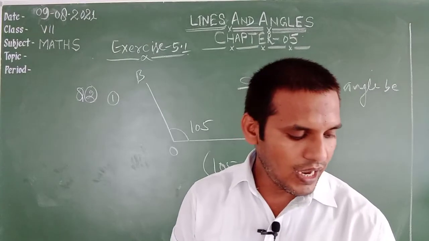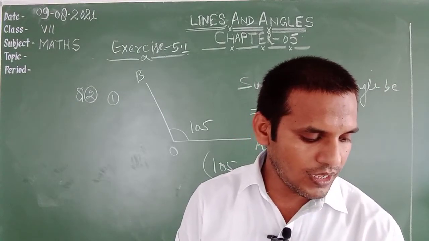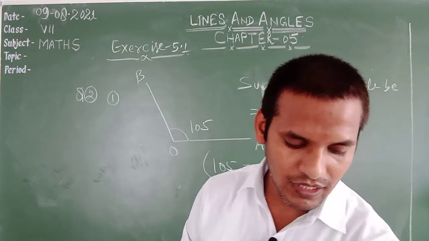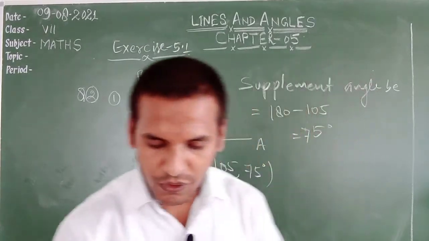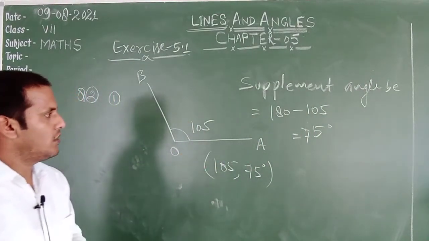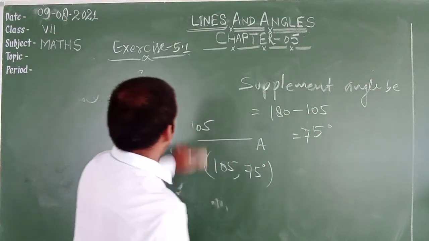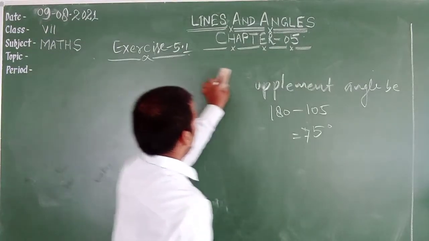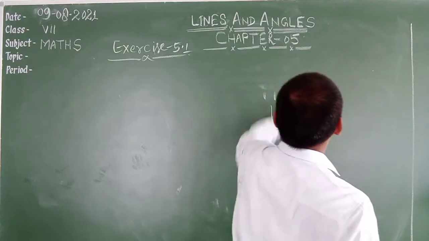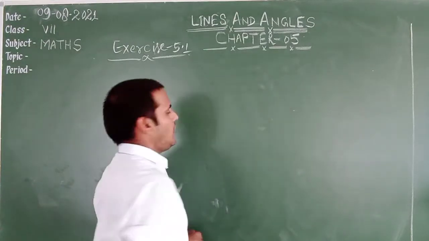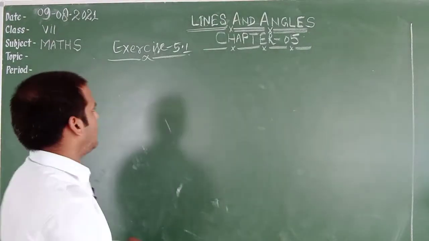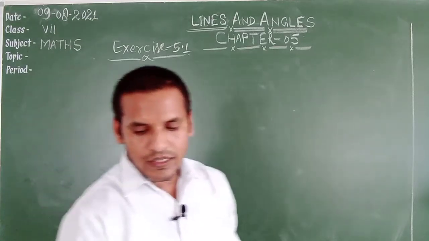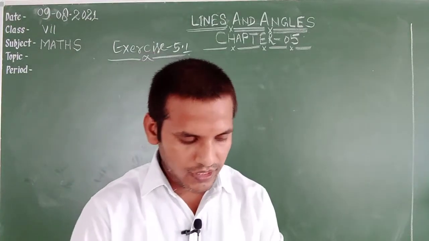Question number three says identify which of the following pairs of angles are complementary angles and which are supplementary angles. So we know that if the sum of two angles is 180 degrees, then they are supplementary angles. If the sum of two angles is 90 degrees, then they are complementary angles. Okay, let us start.